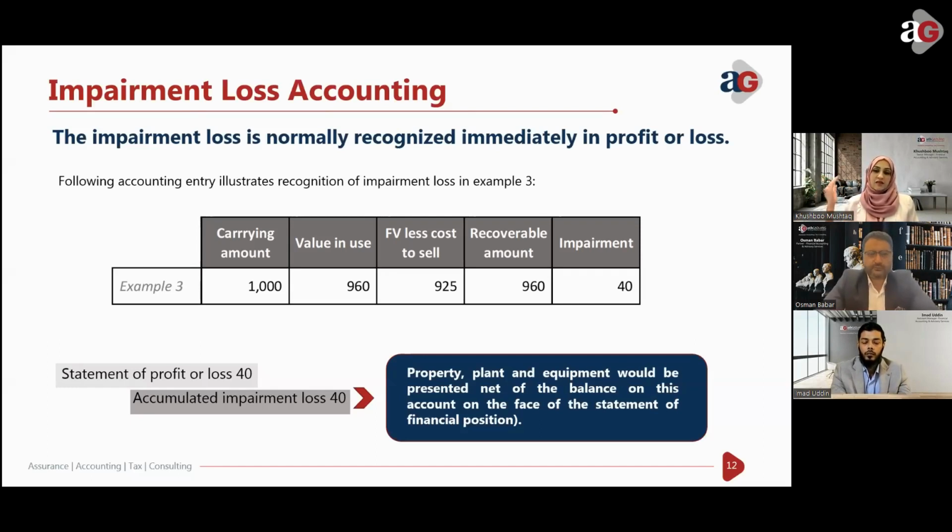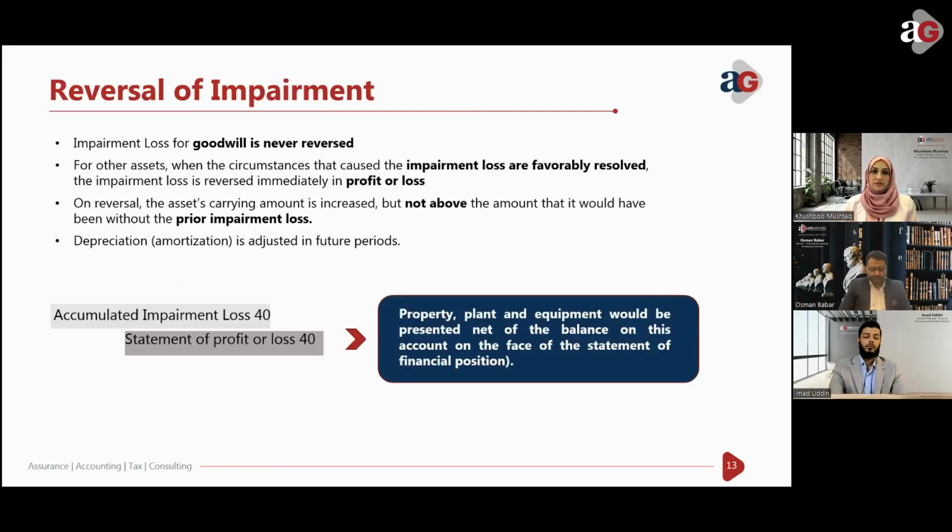It means that the balance sheet will have the property, plant and equipment net of the accumulated depreciation as well as accumulated impairment loss. As you can see, it's written property, plant and equipment would be presented net of the balance on this account on the face of the statement of financial position. Statement of financial position means your balance sheet. So this is the accounting entry whenever there is a loss of impairment identified.